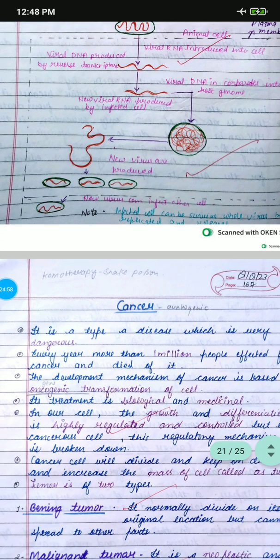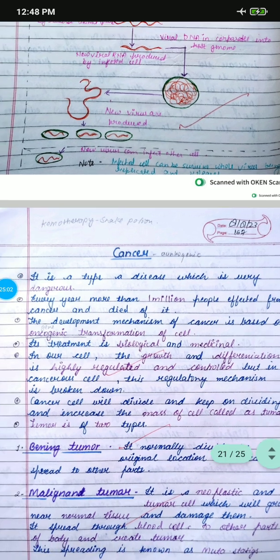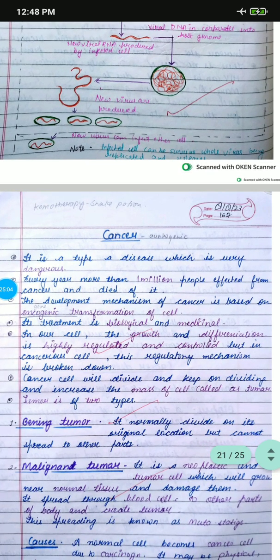Now the next one is cancer, a very dangerous type of disease. Every year 1 million people die from cancer. The development of cancer is based on oncogenic transformation of the cell. Treatment is biological and medicinal also. Growth and differentiation are highly regulated and controlled, but if we have cancer, it is not controlled by our body and it becomes a tumor.